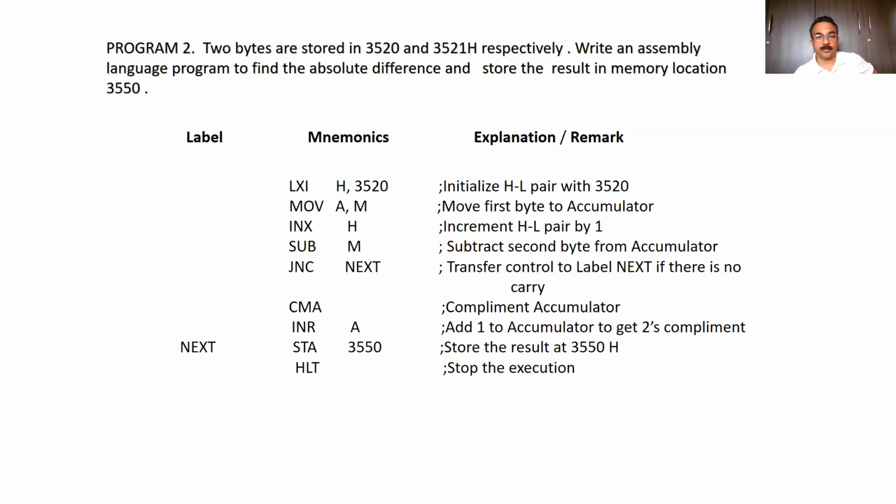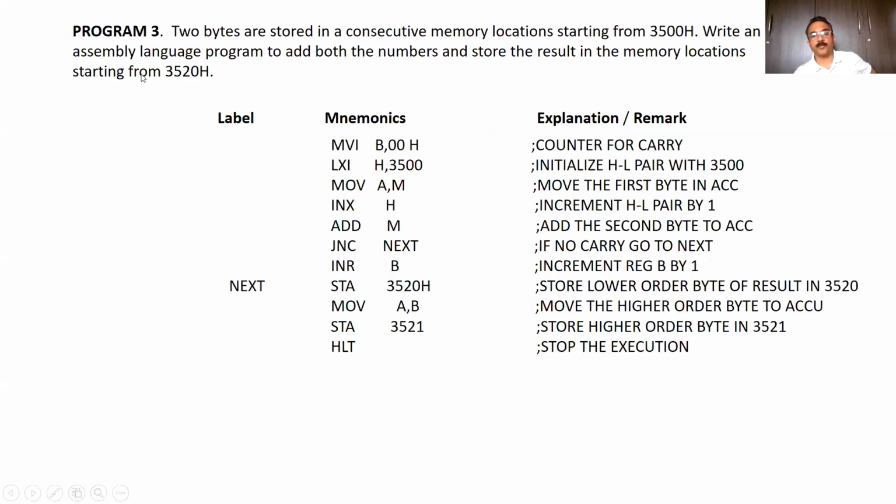Now let us go to the third program. Now this is the third program. Here again, see the statement. 2 bytes are stored in consecutive memory locations starting from 3500H. So 2 bytes are stored in 3500 and 3501. Write an assembly language program to add both the numbers, meaning both the bytes, and store the result in the memory location starting from 3520.